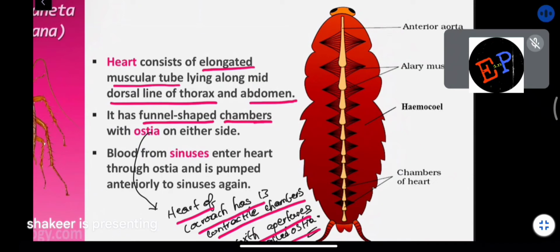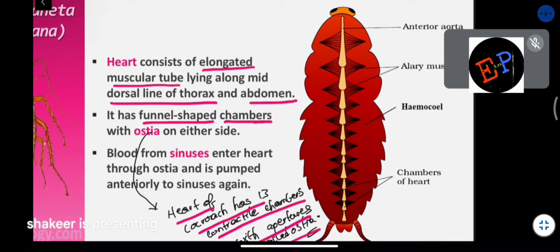So how many chambers are present in the heart of a cockroach? 13 chambers are present. Each chamber has some openings which are called ostia. Blood is pumped into the heart through these ostia from a region which is called the sinus. So through the sinus, blood is pumped into the heart with the help of these holes, which are called ostia. Are you able to understand?